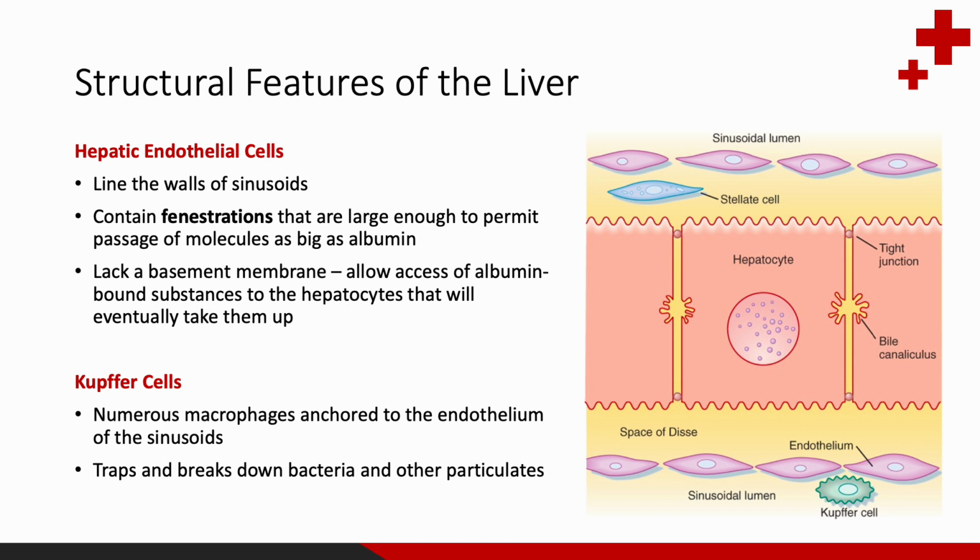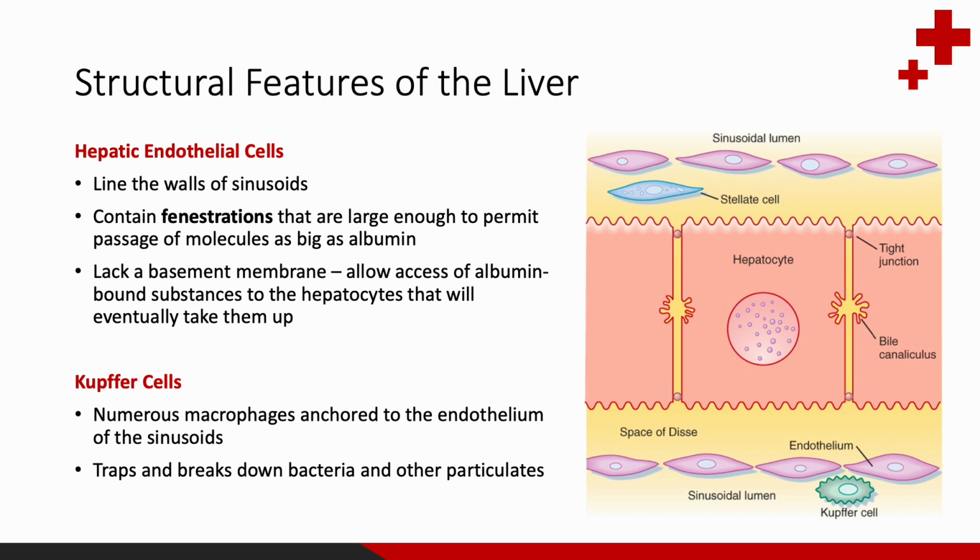Aside from the hepatocytes, there are other highly specialized cells in the liver playing particular functions. The hepatic endothelial cells line the wall of sinusoids, and they contain fenestrations that are large enough to permit passage of molecules as big as albumin. They lack a basement membrane and allow access of albumin-bound substances to the hepatocytes that will eventually take them up.